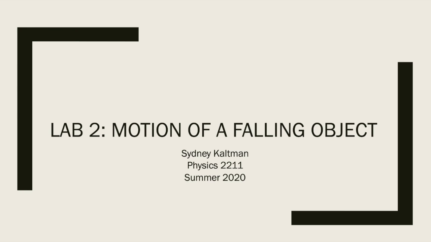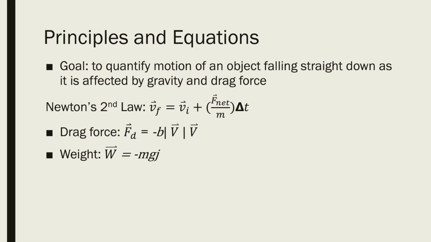Lab 2, Motion of a Falling Object. The purpose of the lab was to quantify motion of an object falling straight down as it is affected by gravity and drag force. To do this, we must drop an object that is lighter than a rock, meaning less dense and lower mass, and compare it to a computational model of that object falling without any drag force.